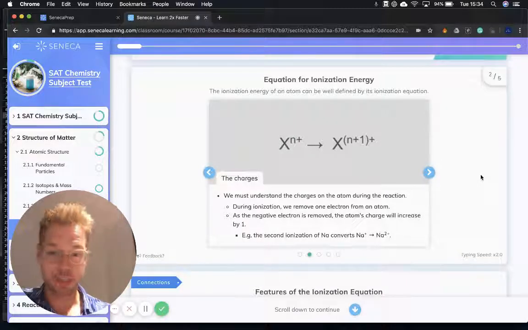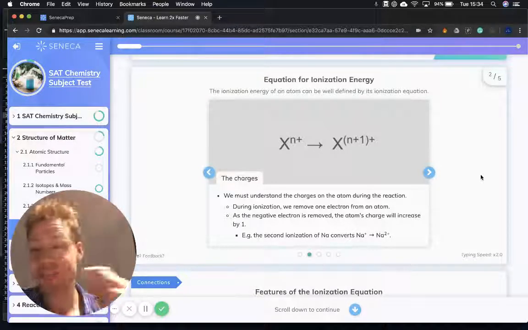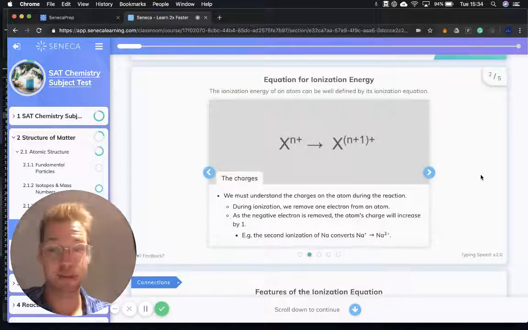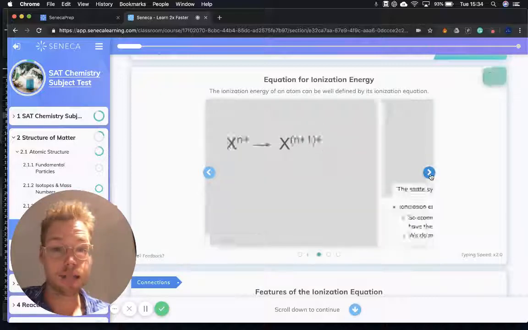We need to remember that electrons have a negative charge. That might be covered in a previous episode, so make sure you check that out if understanding's a little bit fuzzy. During ionization, we remove one electron from an atom. As the negative electron is removed, the atom's charge will increase by 1. So the second ionization energy of sodium converts Na+ to Na2+.